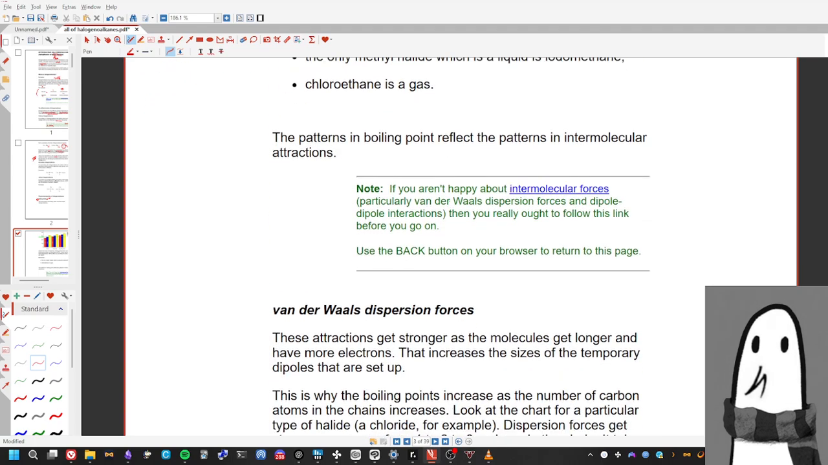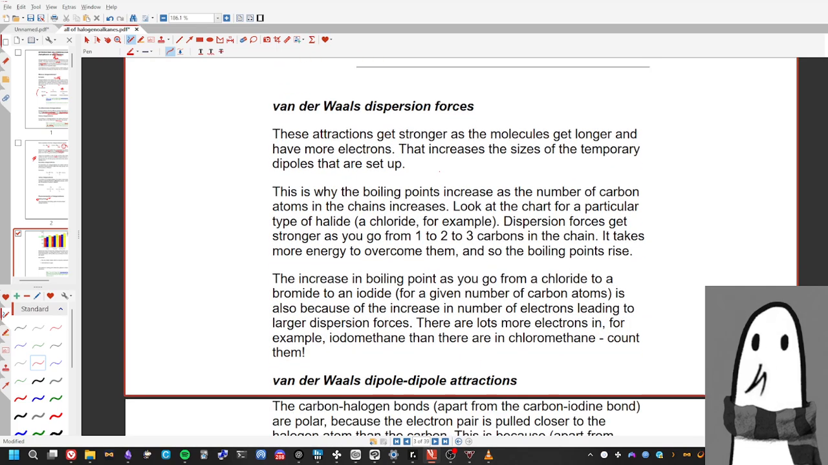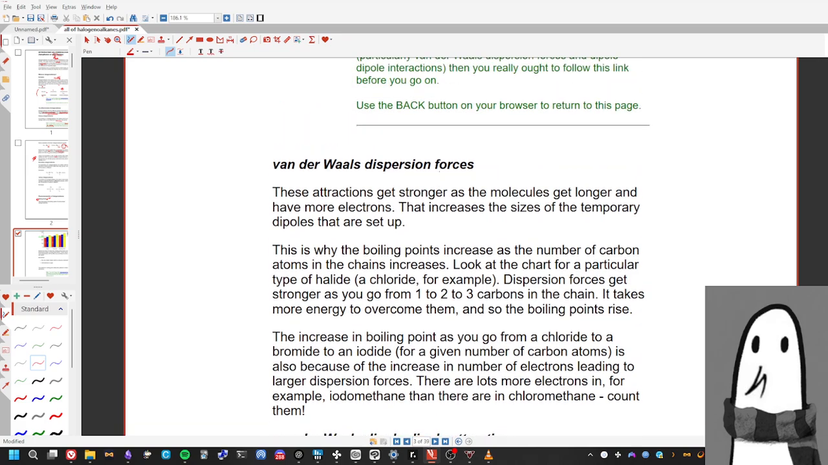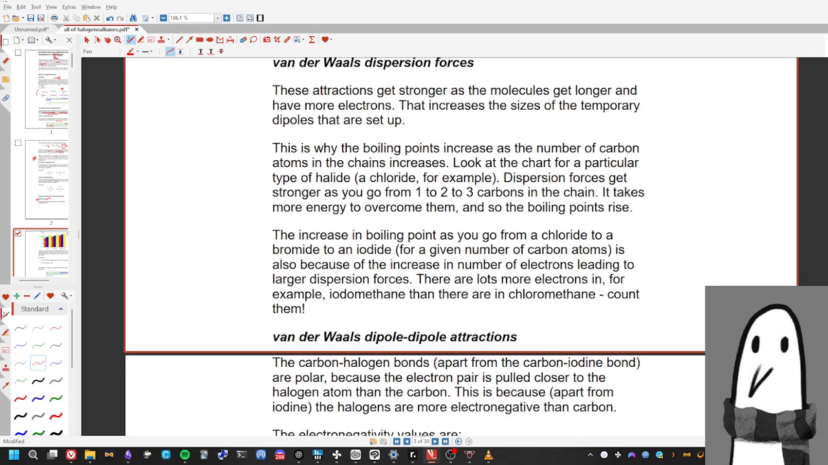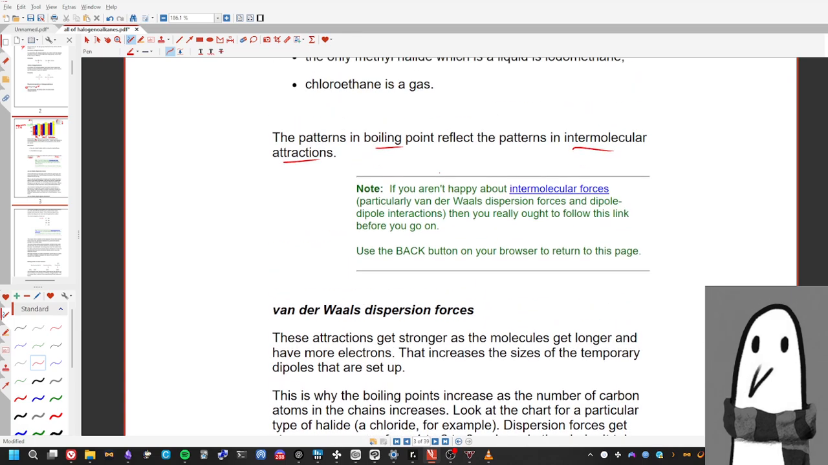Now the patterns in boiling point reflect the patterns in intermolecular attractions, meaning that what's changing here is your intermolecular attractions, and what changes due to that is the pattern in boiling point. First of all, for intermolecular patterns, you're going to be linking to your topic about intermolecular forces. So what are the three intermolecular forces we talked about? We're talking about dispersion forces, van der Waals. We're talking about permanent dipole forces.